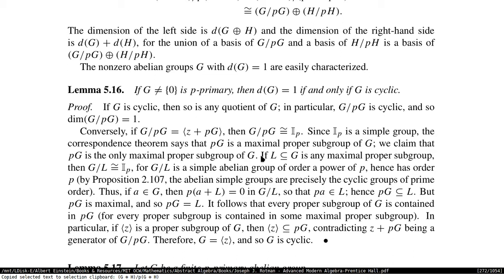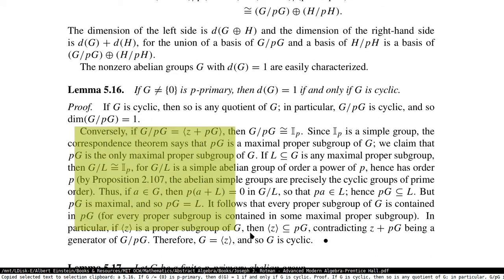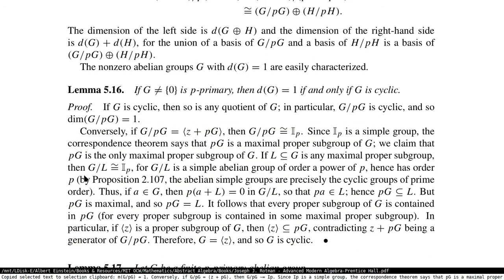The forward direction is that if G is P-primary and you have D of G as 1, then it must be cyclic. So G mod PG is of course the cyclic subgroup. Wait. Oh, okay. I don't know why I'm messing up the direction of the proofs, but this statement is the forward direction. We're going to consider the backward direction here. Apologies for that.